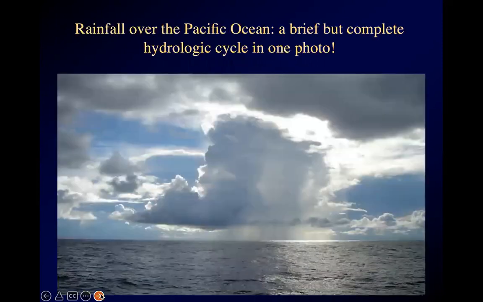So there's a complete hydrologic cycle in one picture. That's just rain falling on the Pacific Ocean. Water, because of the sun, is evaporating from the ocean. The water vapor ultimately condenses into little droplets and forms clouds. And in the distance, that cloud is raining those droplets right back down into the ocean. So there's a complete hydrologic cycle in one photo.